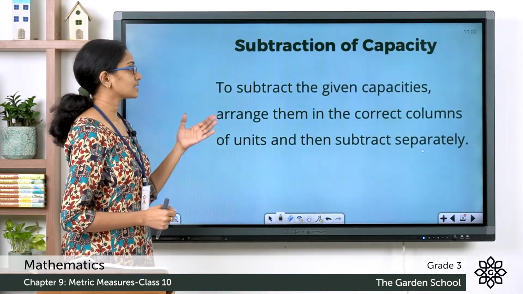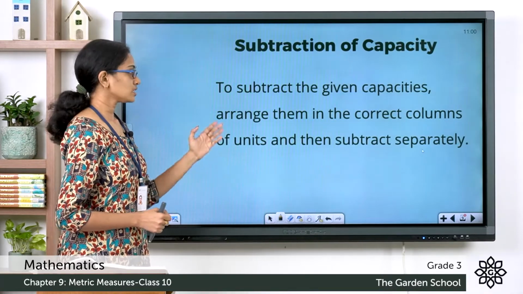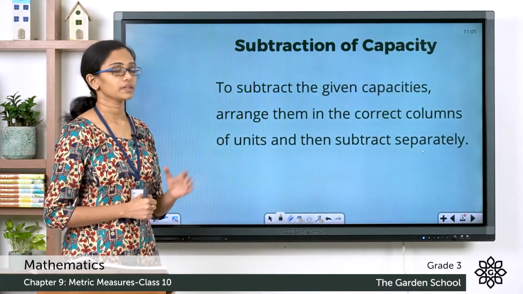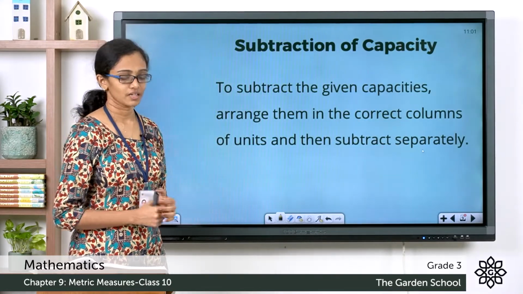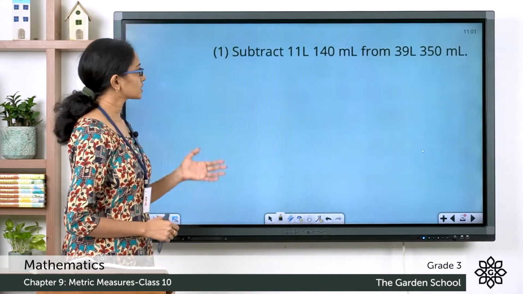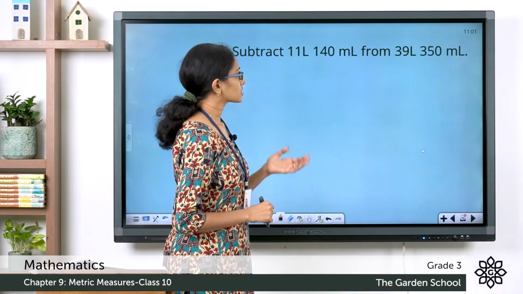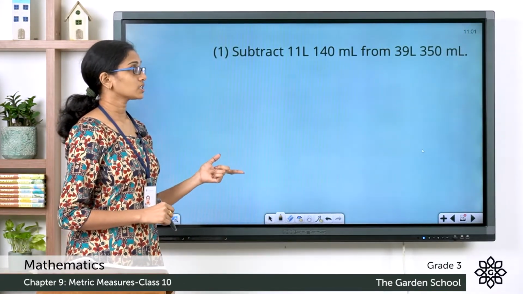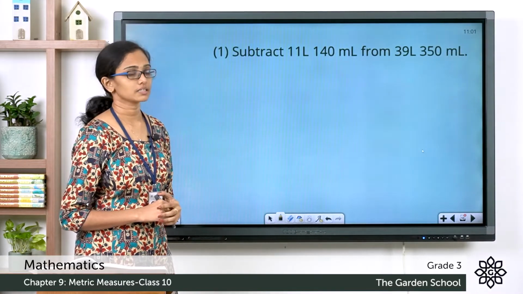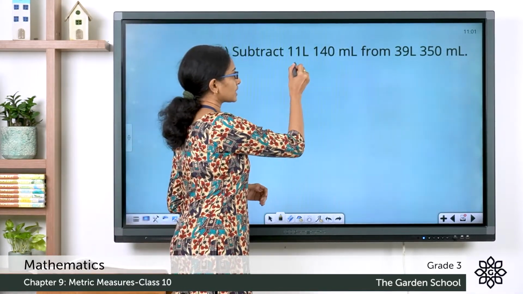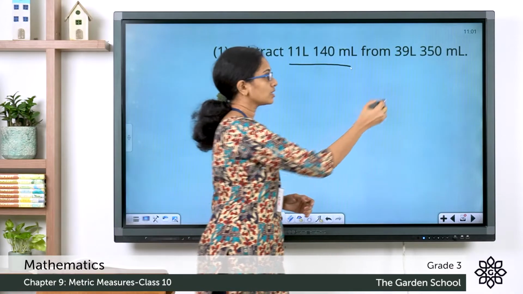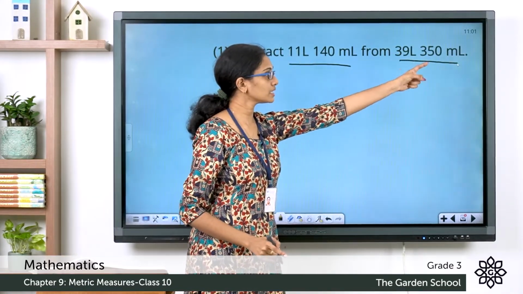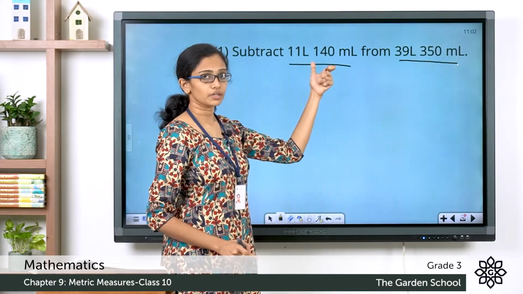To subtract the given capacities, arrange them in the correct columns of units and then subtract separately, just like in the case of addition. So let's see examples. Subtract 11 liters 140 milliliters from 39 liters 350 milliliters. So we have to subtract this from this one. Which is the bigger measurement here? This one. So from this we have to subtract this one.